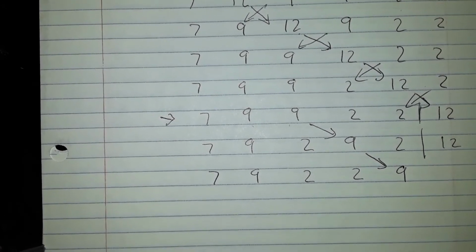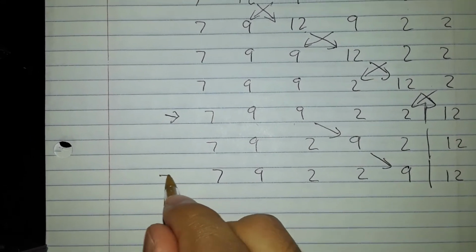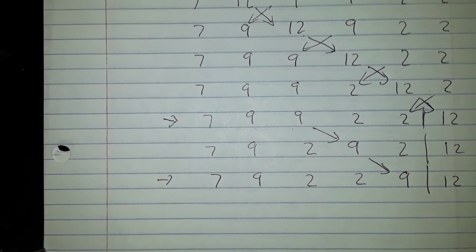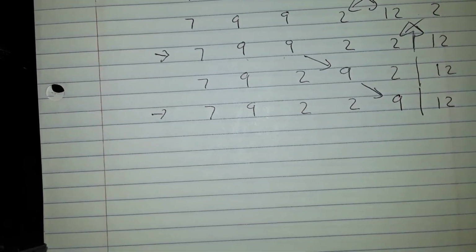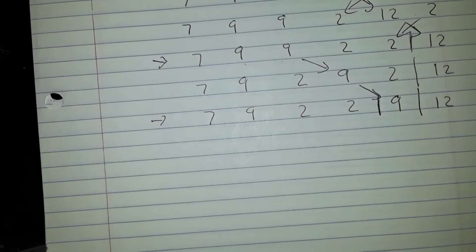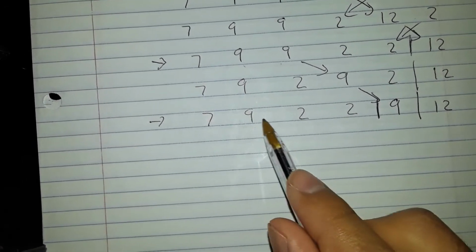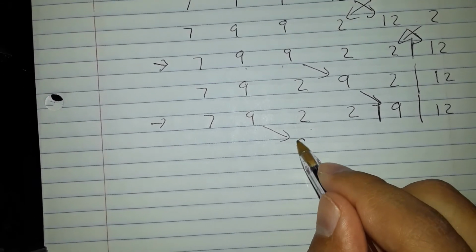And did we have any swaps between this iteration and this iteration? We did, so we have to go through it one more time. Except this time again, we know that the 9 is locked in place. Okay, so is 7 bigger than 9? It is not. Is 9 bigger than 2? It is. So we swap.